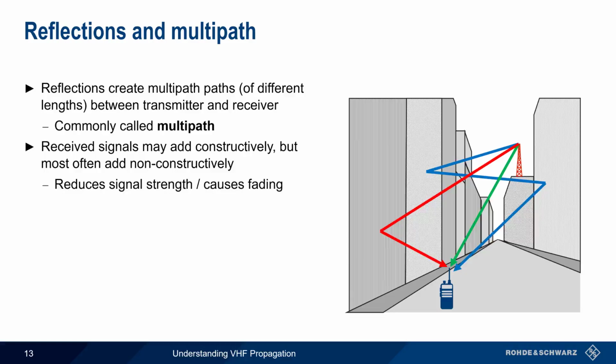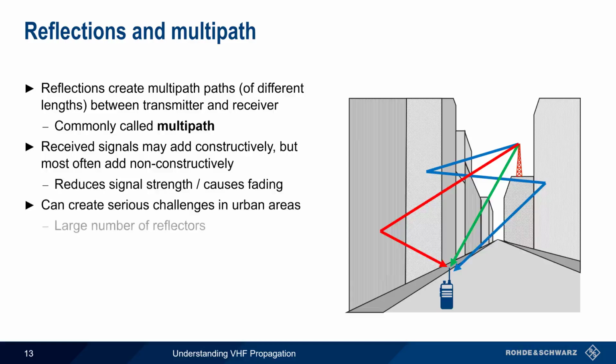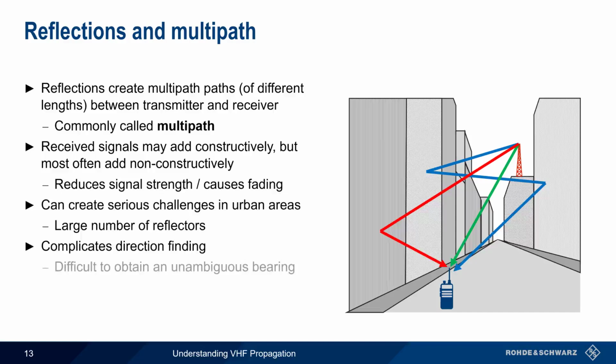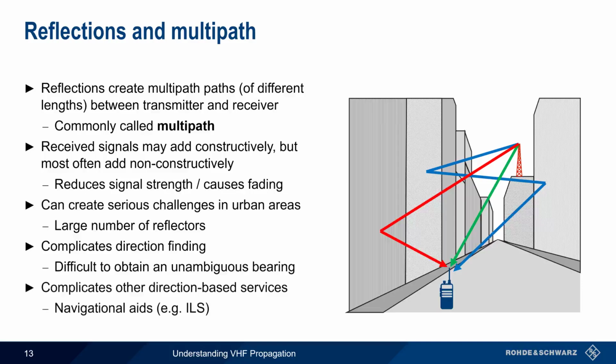Since multipath arises due to reflections, this is a much more serious issue in urban areas due to the large number of reflections from buildings, etc. In addition to impacting received signal quality, multipath also complicates direction finding at VHF frequencies, since it makes it difficult to obtain unambiguous bearings. Multipath can also complicate direction-based services, such as aeronautical navigational aids. For example, multipath caused by reflectors near or on an airport can distort the signals used for runway alignment.